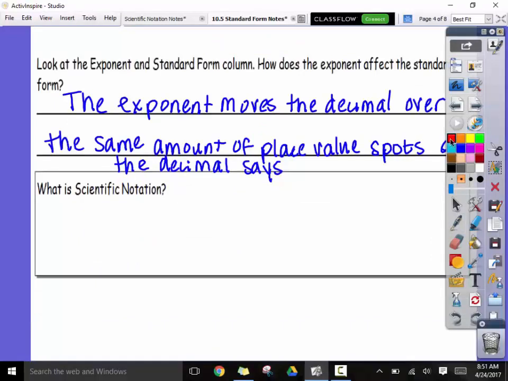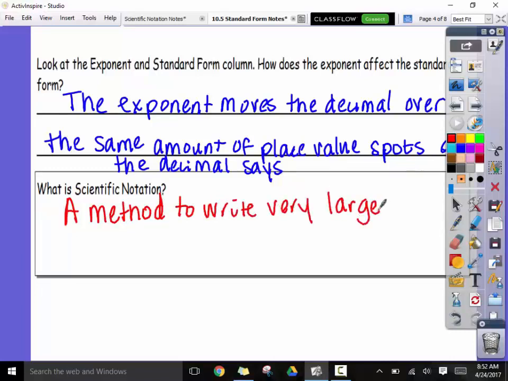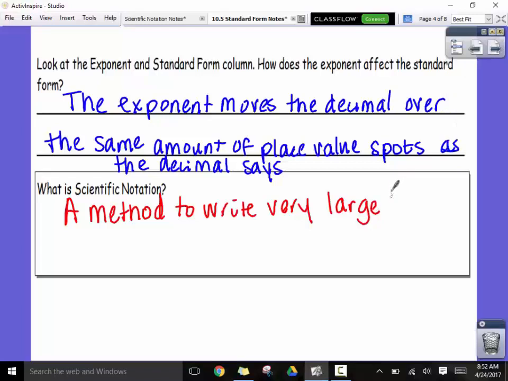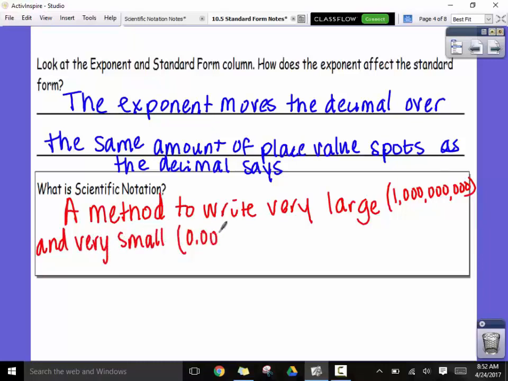Okay, and to review this again, scientific notation is just a method to write very large, and very small, like this number, numbers in shortened form.